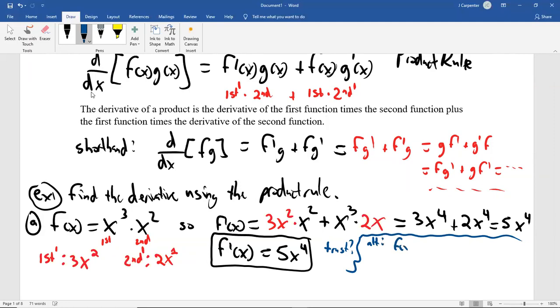So that f of x, which was x cubed times x squared, I hope that every single one of you knows that that could have just been written as x to the fifth. So our function is really just x to the fifth, which means we can take the derivative super simply just by using the power rule. It's a single term, so there's no product anymore. We can just do the power rule. Drop the 5 out front, leave the x, but decrease its exponent by 1. 5 minus 1 is 4, and it's the same answer. So yes, that product rule did work.